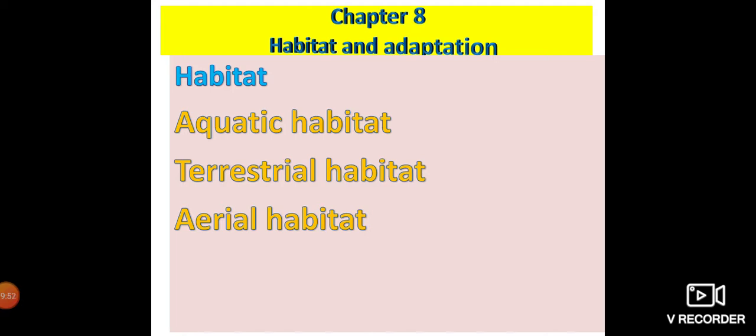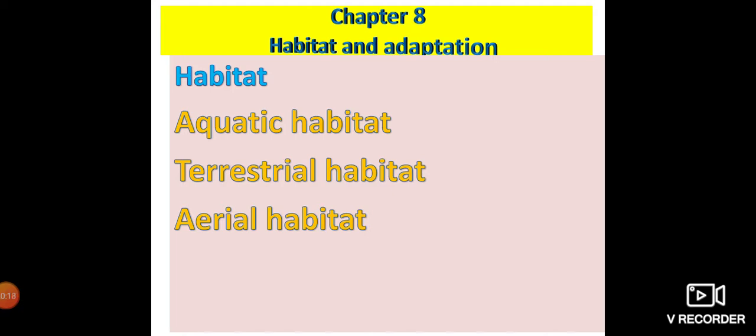Can we see plants which live in air? No plants are found in the air. But the seeds of the plants are dispersed by the wind through the air. So when the wind blows, the seeds may fly through the air. That much only, but plants cannot live in the air. Okay, so that's about aerial habitat.